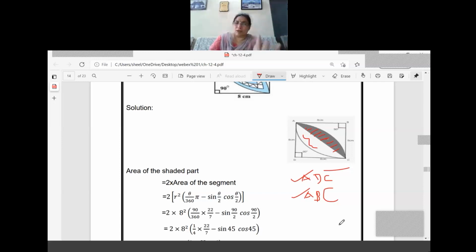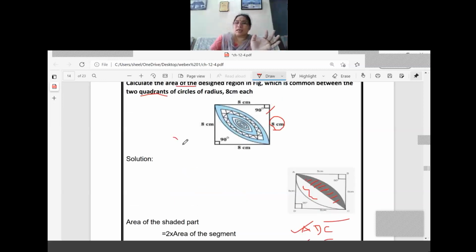Both segments have the same value. Theta is also the same, radius is also the same. So if you calculate one value, it should be multiplied by 2 only. Understood? So the area of the shaded part means 2 into the area of the segment. After seeing this diagram, you may get confused how to calculate. Don't think about this one. Just join the diagonal. See this diagram. It is very clear from this one. It is divided into two parts. One is a shaded part, another one is an unshaded part.